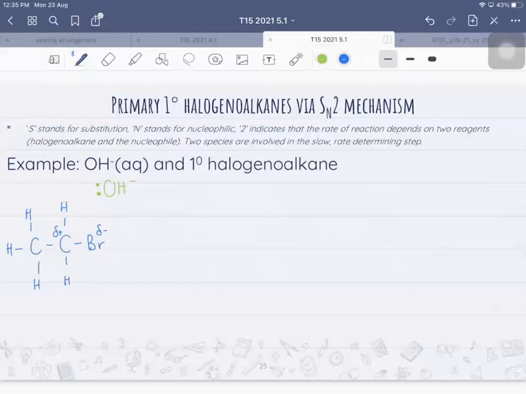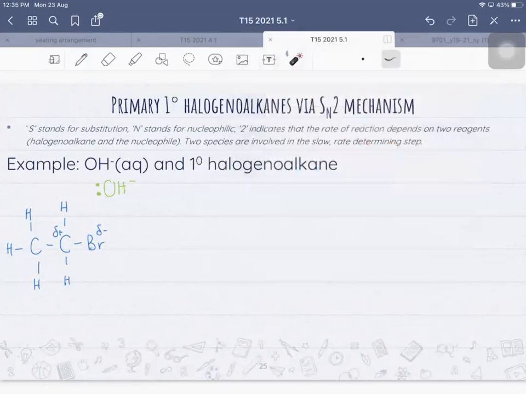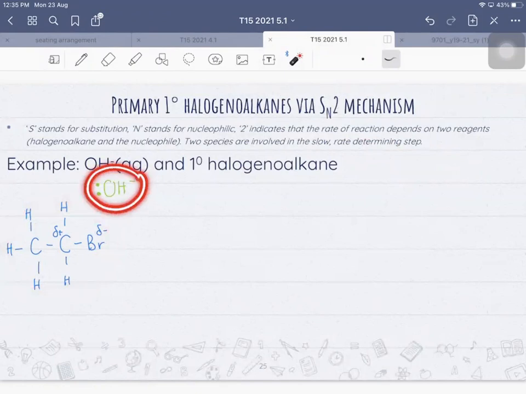So first, what's going to happen is, okay, the reason why it's called 2, because there are 2 reagents here, okay? The first reagent is your bromoethane. The second reagent is your hydroxide ion, which is your nucleophile. So that's where the SN2 is coming from. The second type, which is SN1, that means there's only one reagent. Okay, I'll talk about that later.